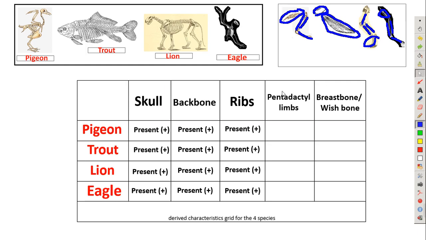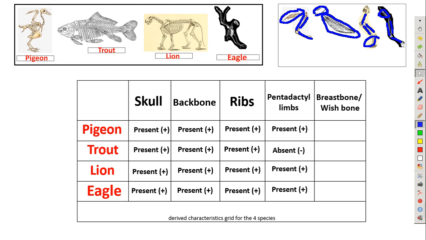So a trout does not have the pentadactyl limb organization just like the others. This is a difference, and we're going to state it. The trout does not have the characteristic. The characteristic is absent, or you can also use a minus symbol. Lion present, eagle present. We've moved on. We now can separate the trout from the other three. We know that the pigeon, the lion, and the eagle are more closely related than the trout.